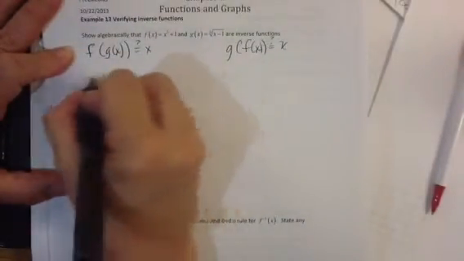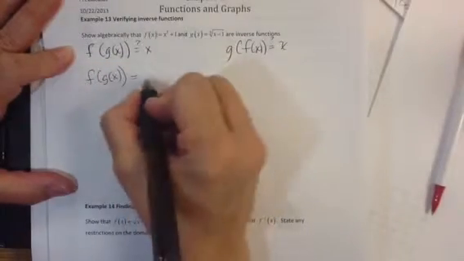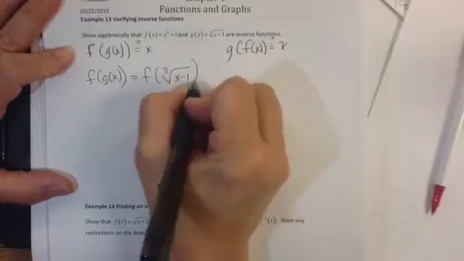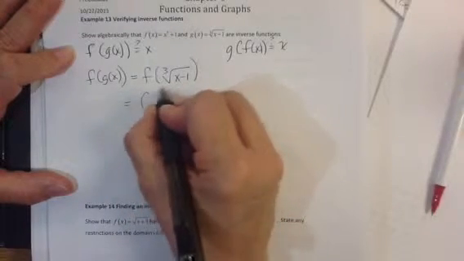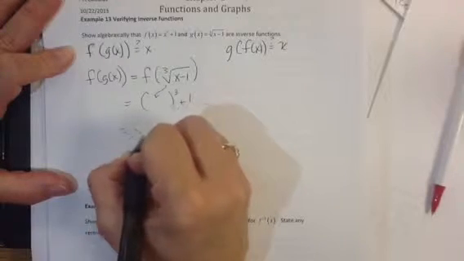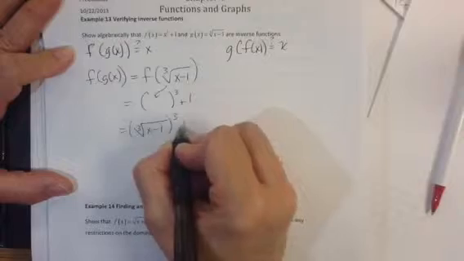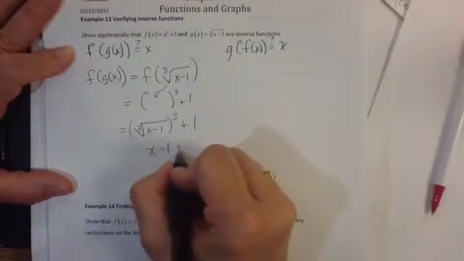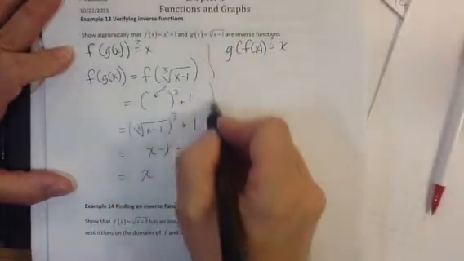So let's try this one. f of g of x. Well, let's put in our g of x. That's the cube root of x minus 1. Now I take my f function, whatever my input is, I cube it plus 1. So I take the cube root of x minus 1, cube it, plus 1. What's the cube of a cube root? Well, it's just what's inside. And now these cancel and I get x.